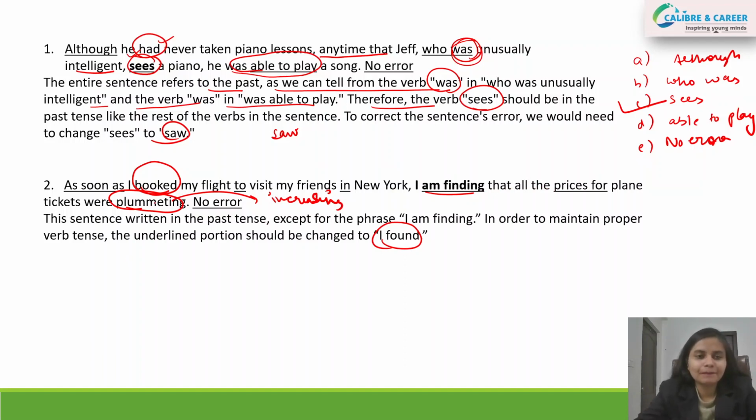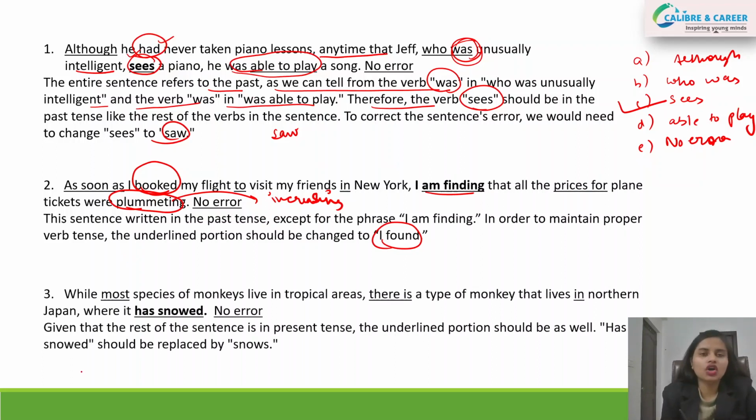Okay. Now, moving towards your third question. While most species of monkey live in tropical areas, there is a type of monkey that lives in northern Japan where it has snowed. Remember, the whole sentence is talking in the present sense. While most of the monkeys live in tropical areas, there is a type that lives in northern Japan.